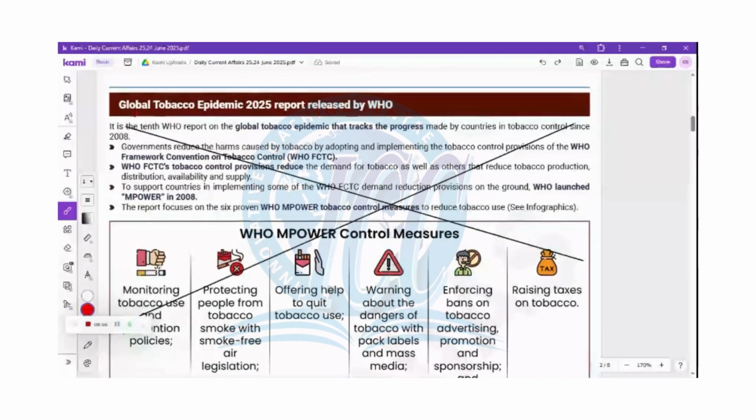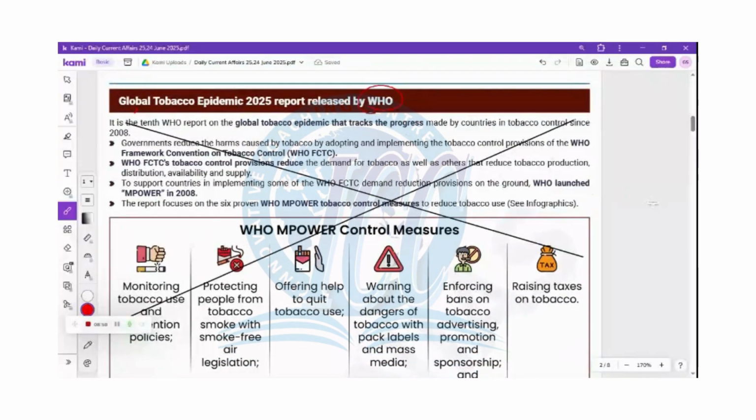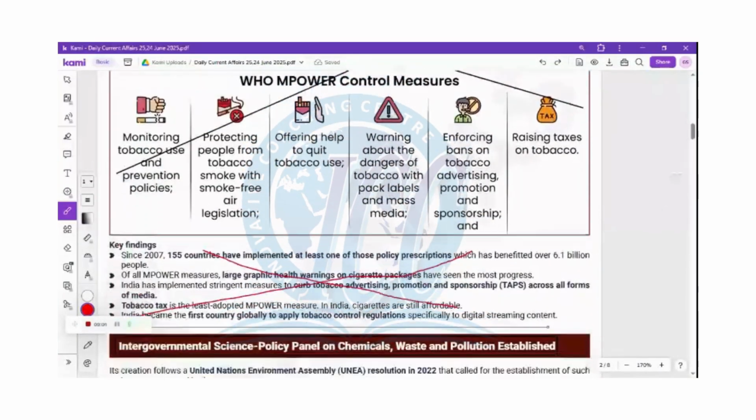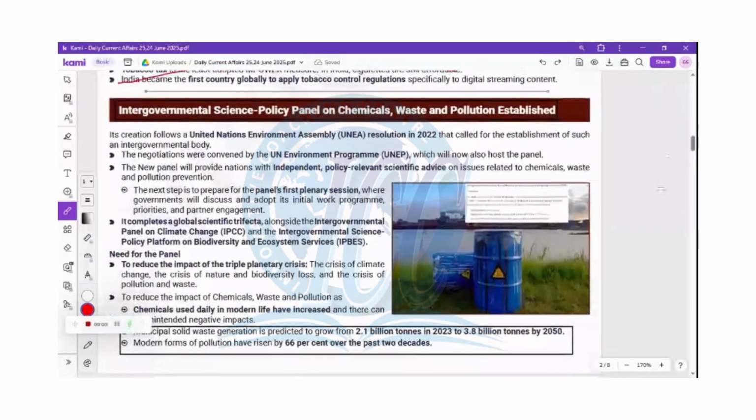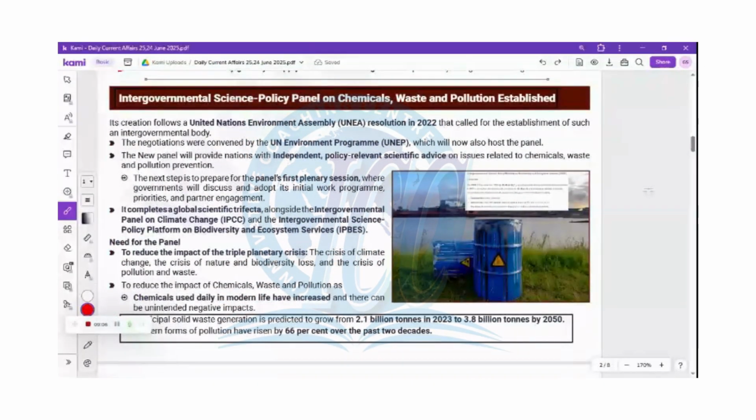Global Tobacco Report, by WHO. You don't have to worry about this, because these will be coming again and again, and there are more serious issues which you can relate. Now, something more important in this context is what is called the Intergovernmental Science Policy Panel on Chemical Waste and Pollution. All right, it's an intergovernmental panel for chemical waste and pollution.